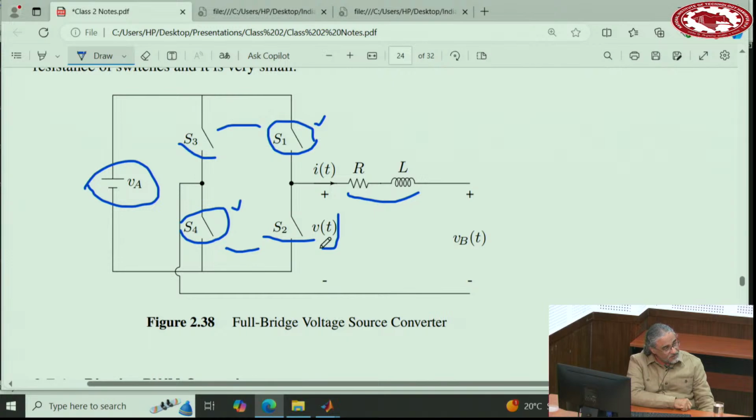The device rating can be chosen smaller because now the voltage blocking is going to be half. Across each switch? No, I don't think so. Is it? It will be the same. I think it's the same. For the same amount of VA, it will be the same. If you use this, yeah, I think you are right.